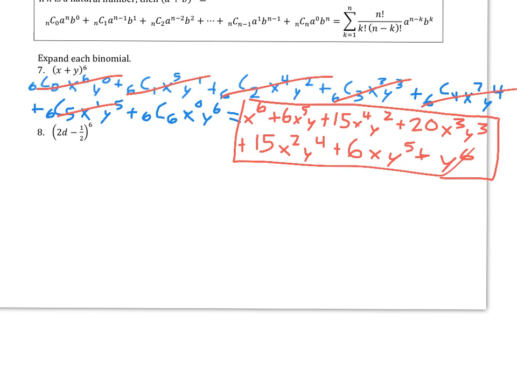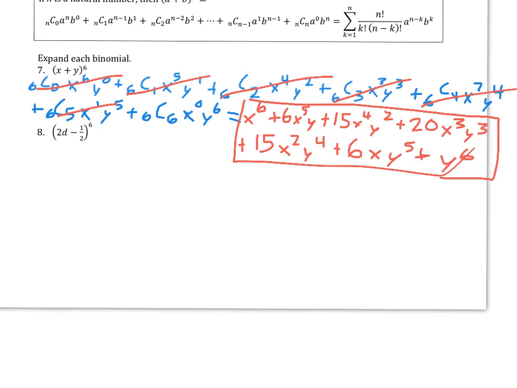Alright, and we saved the hardest problem for last. What's difficult about this problem is there's a 2 in front of the letter. There's a 2 times d, and there's also a 1/2. So we've only dealt with like 1a plus 1b before. It's also subtraction, so that'll make it even a little more difficult.